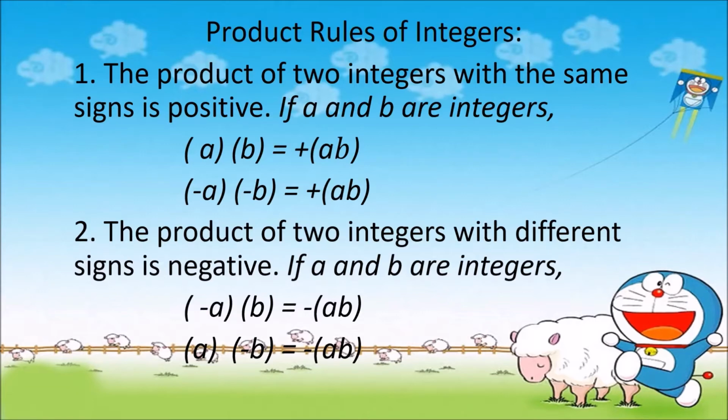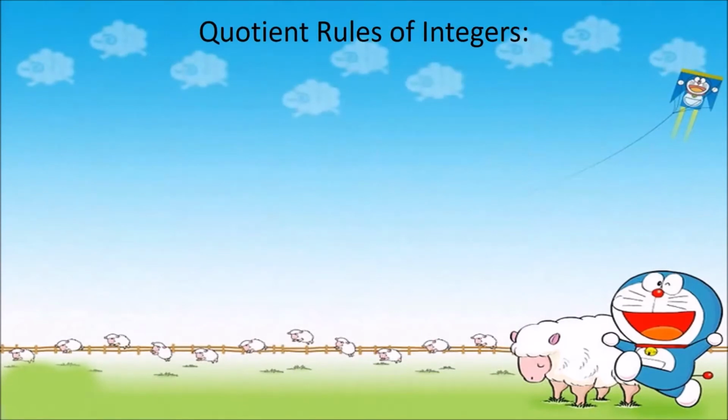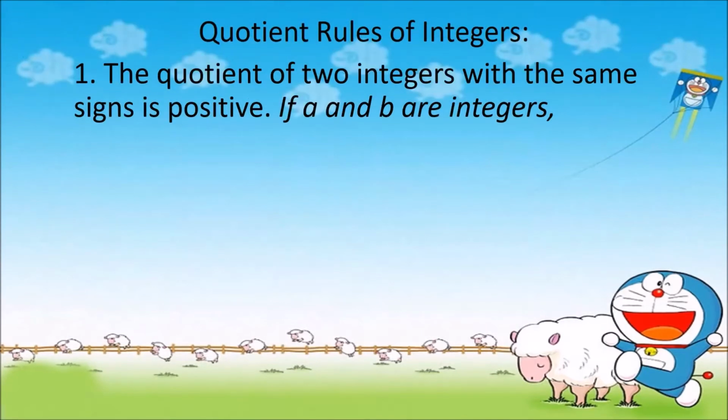Now, in division of integers, the quotient rules of integers are the following. Number 1, the quotient of two integers with the same signs is positive. If A and B are integers, A divided by B, the signs are the same, so the quotient is positive A divided by B. Example, positive 10 divided by positive 2, they are both positive, so the quotient is positive, then 10 divided by 2 is 5, so the quotient is positive 5.